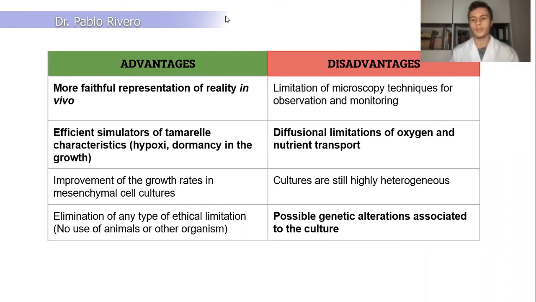On the contrary, they also have some limitations. As they have a simpler structure, they might have some diffusional limitations of oxygen and nutrient transport. And we may find genetic alterations associated with the culture, depending on the technique we use.